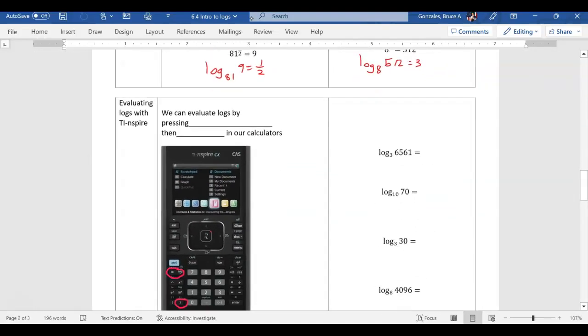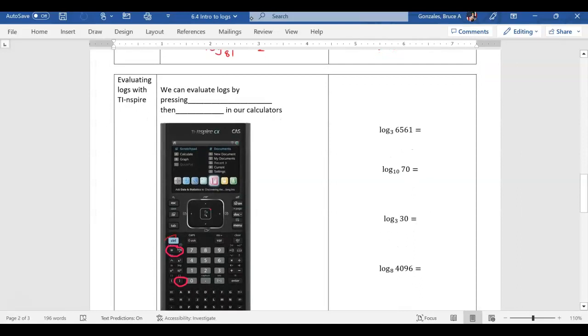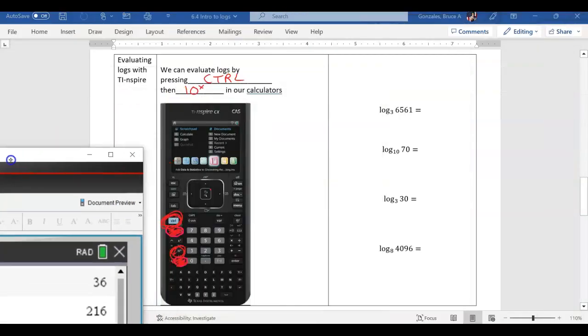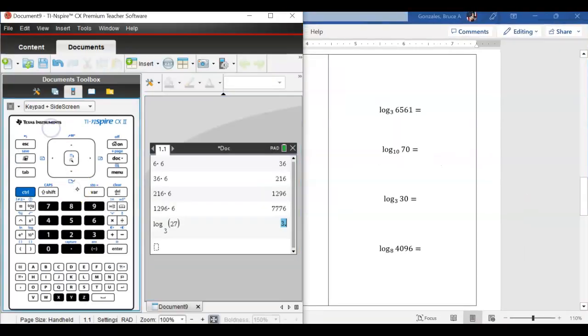And then this last part you can just do by plugging it into your calculator. It's supposed to be circled here and here, not there, not there. Okay, so you can get a log by pressing Control and then 10 to the power of x next to the number 1. And let's just type these in and see what we get. Control 10 to the power of x. Let's try it again.